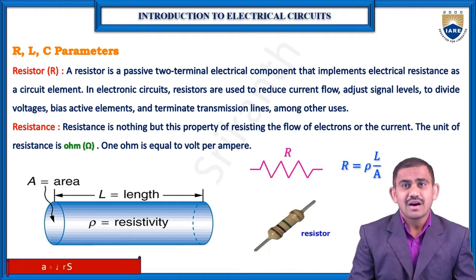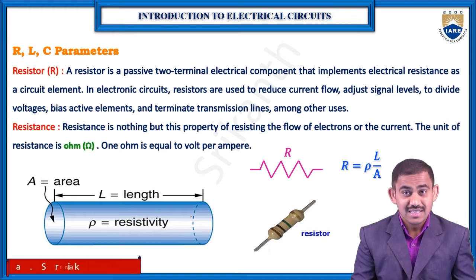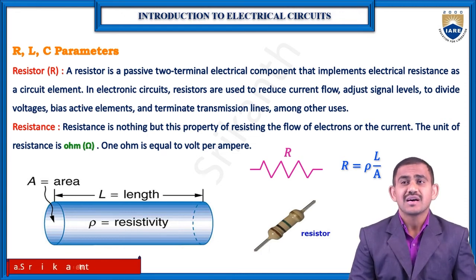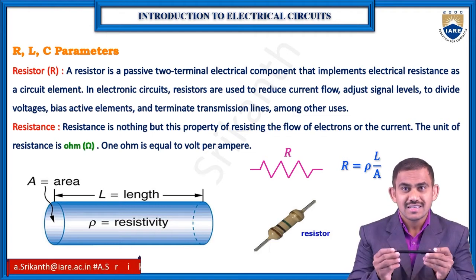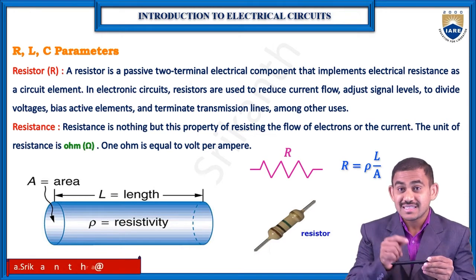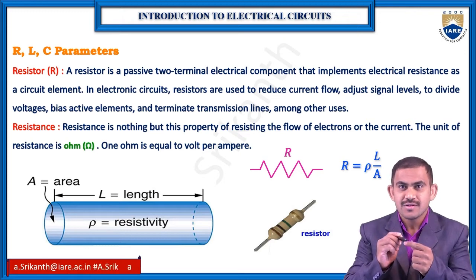For resistance, the formula is R equal to rho L by A. Here you can observe I have one resistor. That means a resistor is nothing but one conductor. Every conductor has some resistance. To measure that resistance, we have a formula. That formula depends upon the conductor resistivity, this conductor's length, and how much area the conductor has.